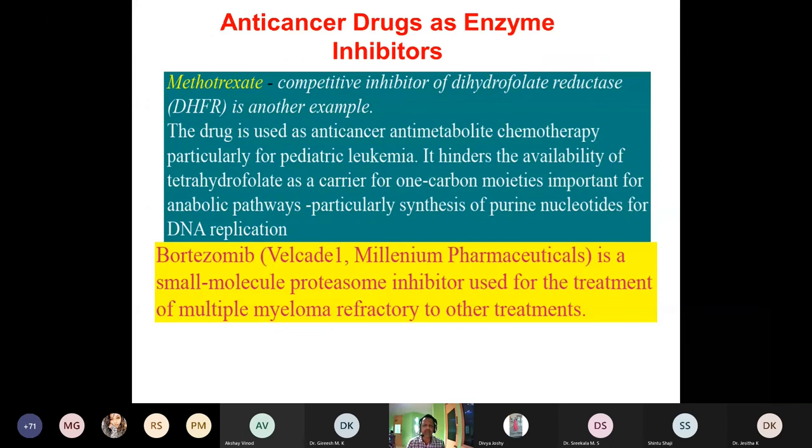And I already told you, in the market, almost above 50% of the available drugs are these enzyme inhibitors. So researchers are doing research to identify the proteins that are responsible for various cancers. This is another example. Methotrexate is a small molecule or drug that inhibits dihydrofolate reductase, which is the reason for a particular type of cancer.